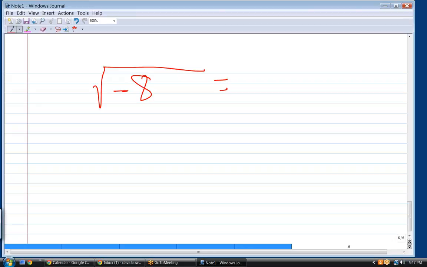What's that equal to? I actually had this on my team test the other day. I don't know how to do this one.